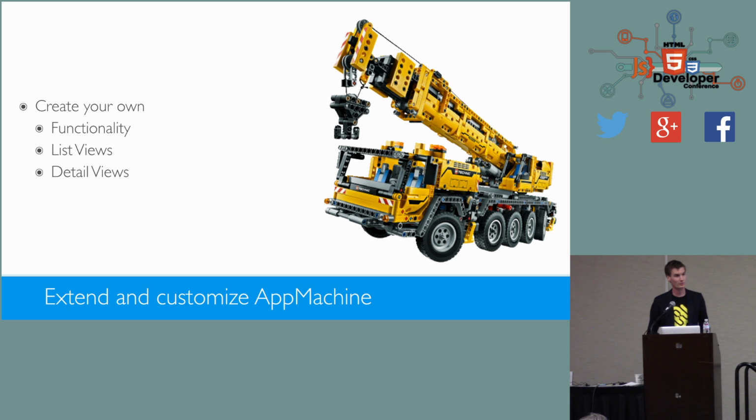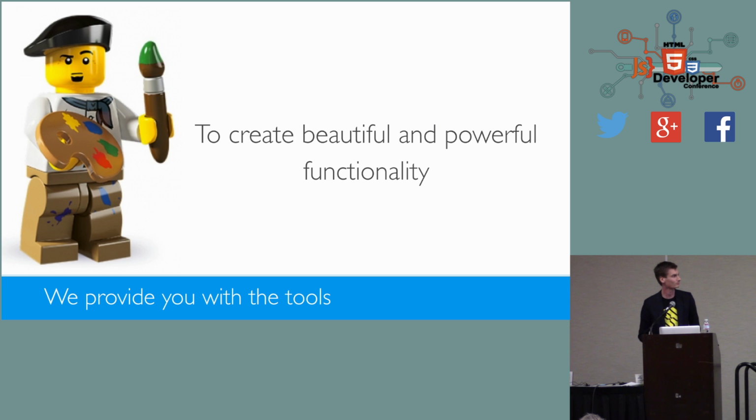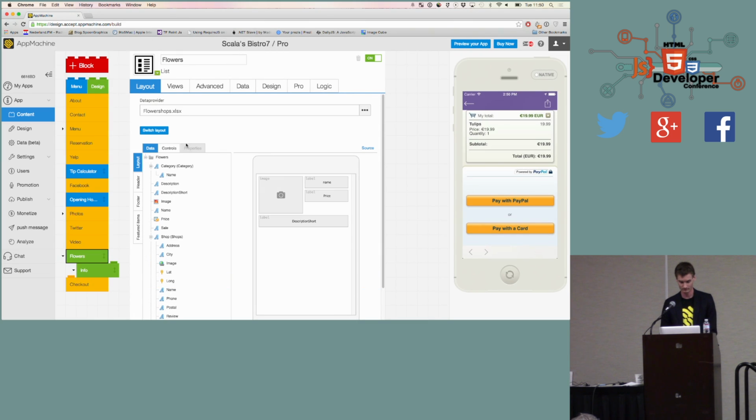So this JavaScript building block lets you create custom functionality, but also custom views on our existing building blocks. So if you want to create a new view on our list, you can do so with the JavaScript building block. The same for our detail views. So what we have done is we've provided you with the tools to create powerful and beautiful new functionality on top of AppMachine. So let's show you how easy it is to integrate your web services.